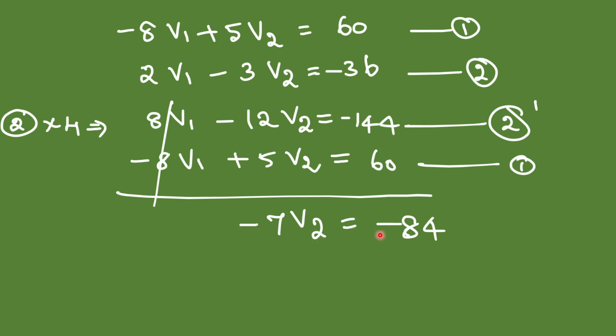Minus 7V2 is equal to minus 84. So V2 is equal to 84 by 7, because the minus signs cancel. Okay, so that is equal to 12. So we got one answer.